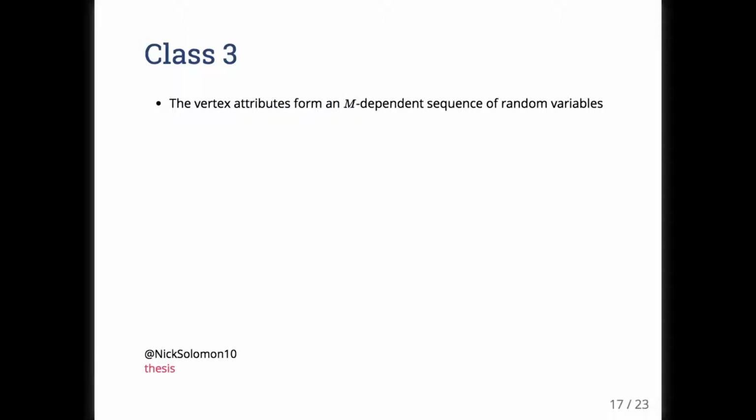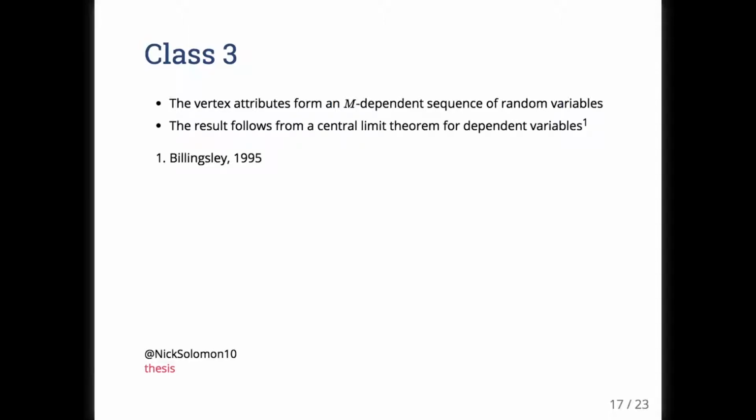For the third class of statistics, we can order our vertices appropriately to show that, for any given vertex attribute, it forms an M-dependent sequence of random variables, where M-dependent just means that each one only depends on the M preceding observed values. So if we order everything neighborhood-wise, say, we can say that for some maximum neighborhood size, every vertex depends only on M or fewer of the preceding vertices. And then the result follows from a central limit theorem for dependent variables that you can find a proof of in Patrick Billingsley's book from 1995.